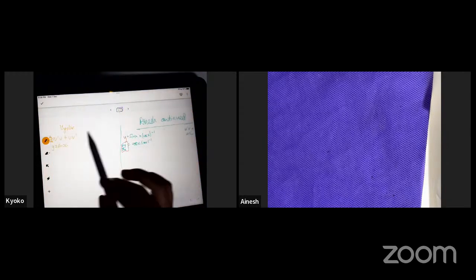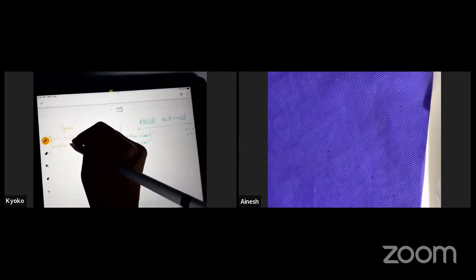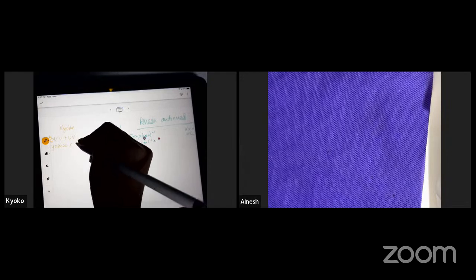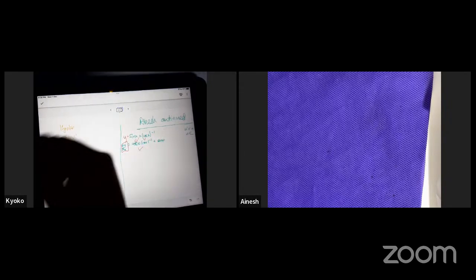Okay, I think your u prime v is doing well, Ainesh. Your u prime is correct. Your v is correct. This part is correct. And plus, this is your u. So this is correct also.